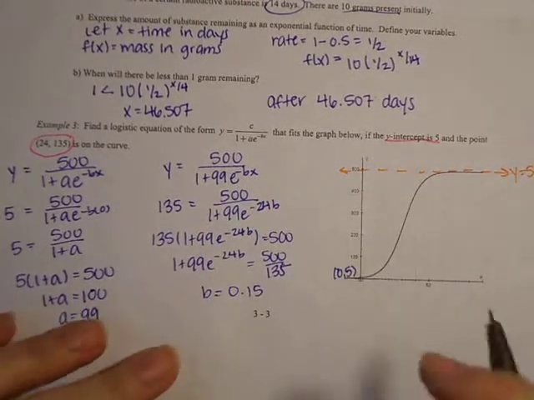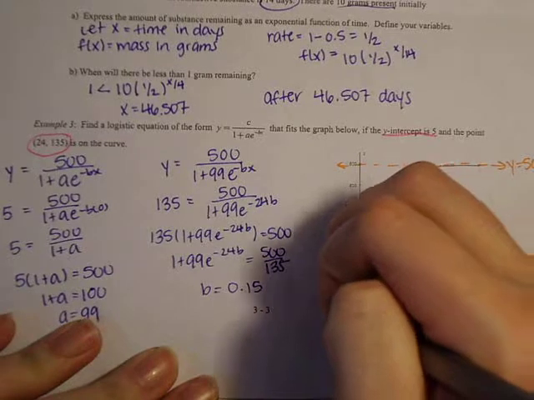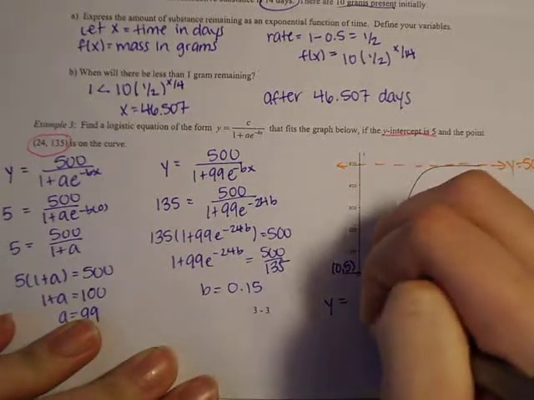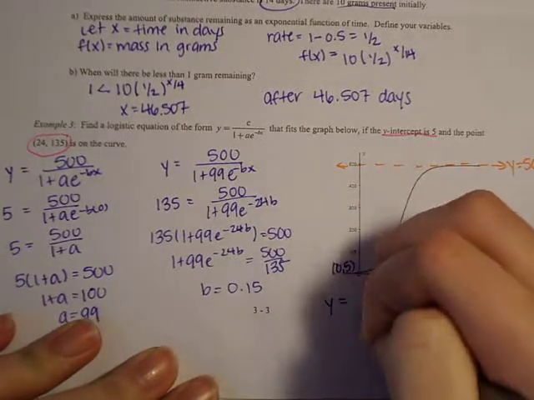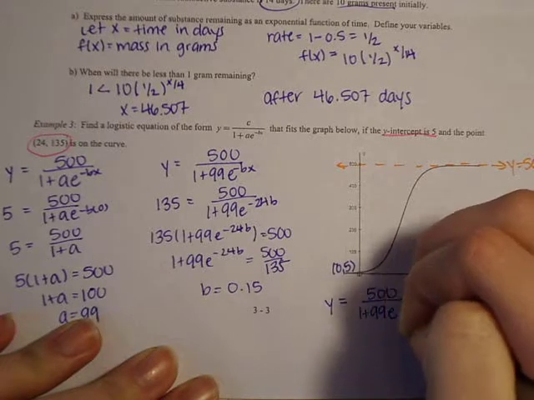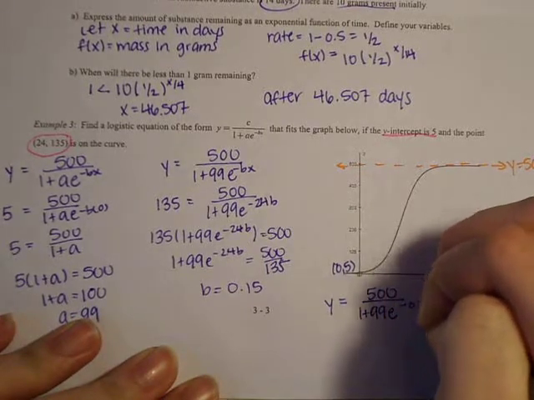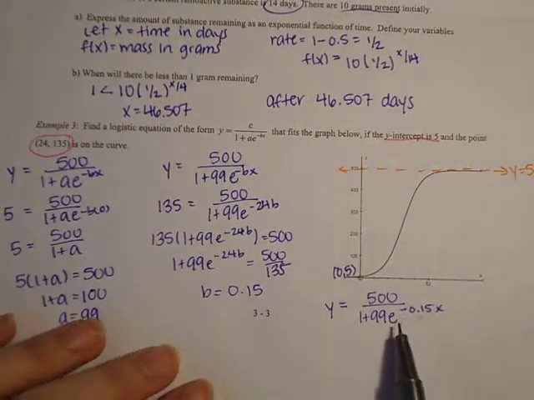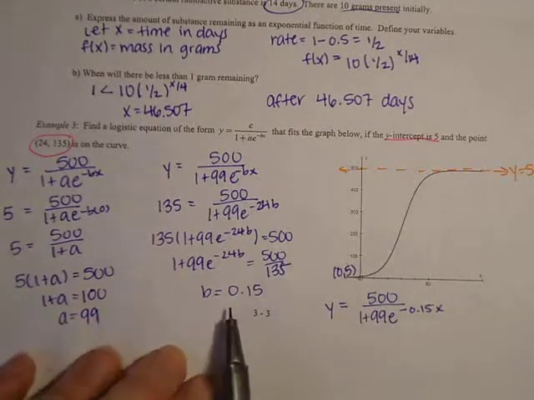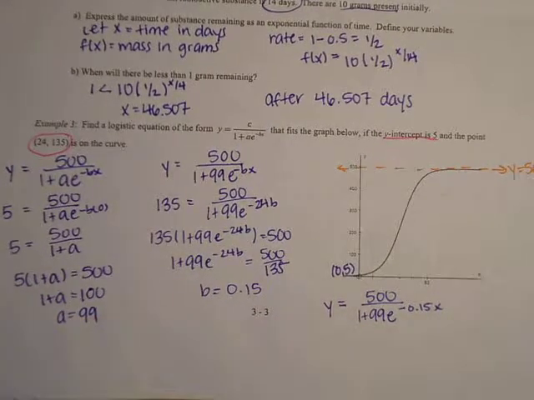So our final equation is y equals 500 all over 1 plus 99 e raised to the negative 0.15x. You must leave the negative there because it's in the beginning. We just solved for b itself. And that is it.